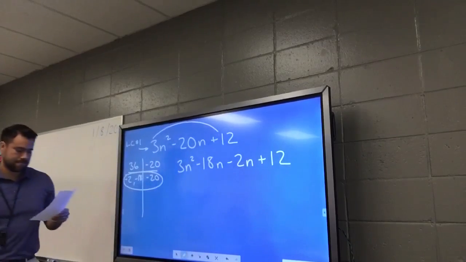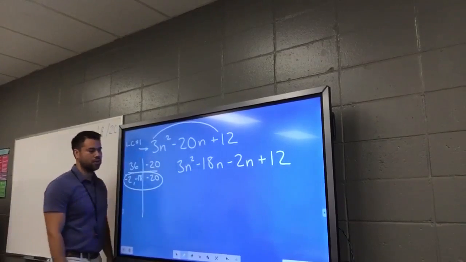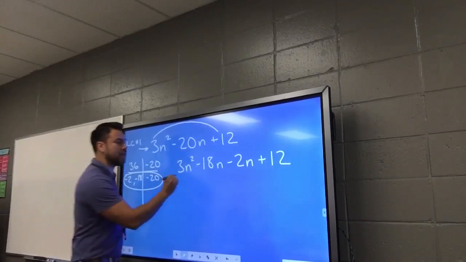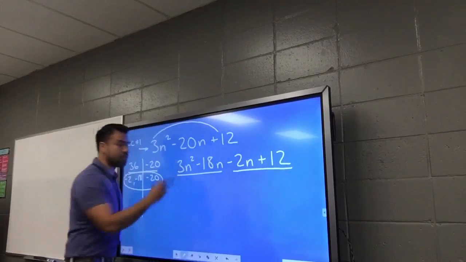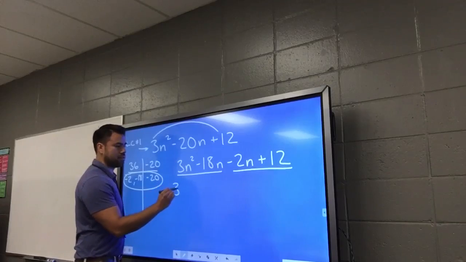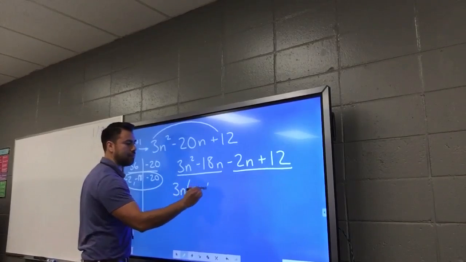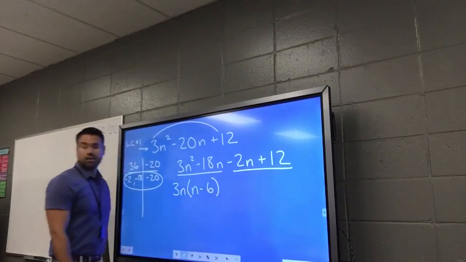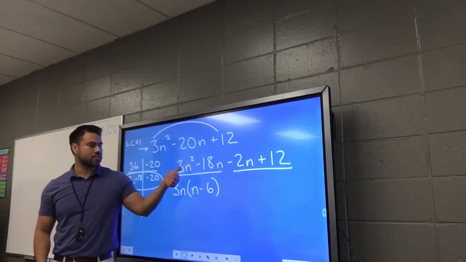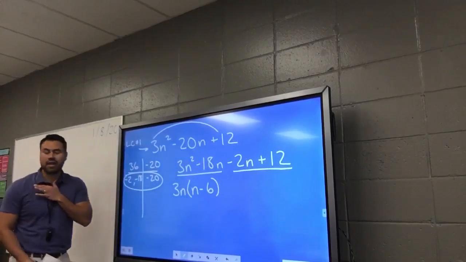Okay, so I just put those numbers. Notice I reversed them, whatever, because you could have said negative 18, negative 2. It's the same thing. It's correct. All right, let's factor by grouping. What's the GCF of the first two? 3n. What's left? n minus 6. So far, so good? 3n times n, 3n squared. 3n times negative 6, negative 18n. Okay, I'm good with that.